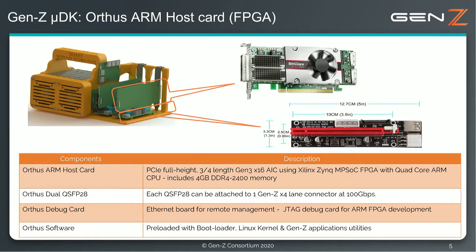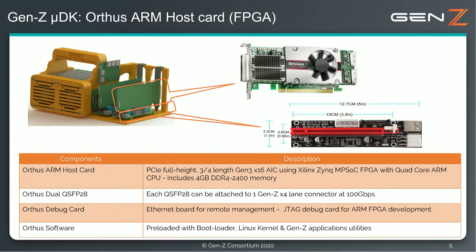The UDK includes a PCIe 250 SoC host ARM card sourced from Bitware, which for the UDK is referred to as the Orthos ARM host card. The card has two external QSFP connectors, which are used to connect to a Gen Z backplane using a QSFP-to-1C cable. The QSFP-to-1C cable may also be used to connect to another Orthos card.